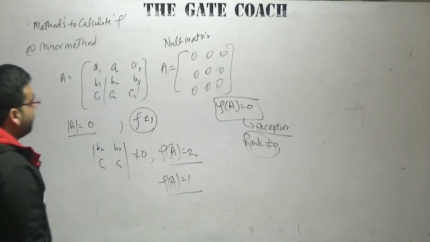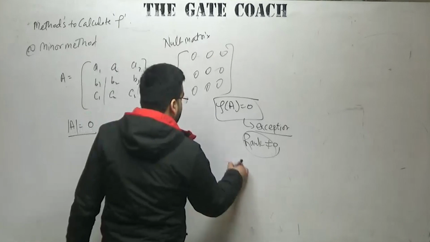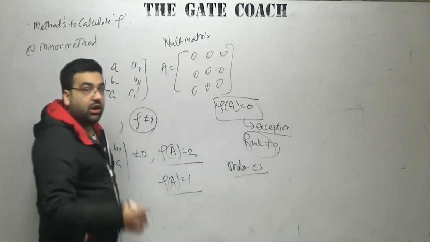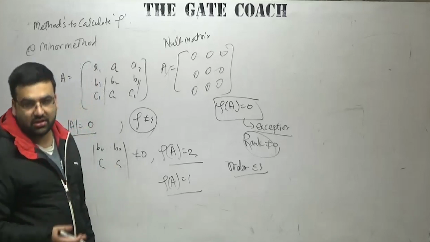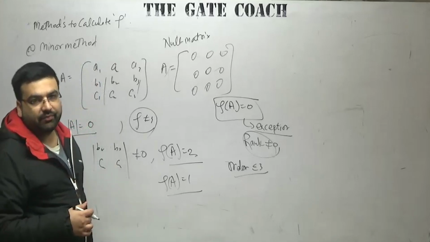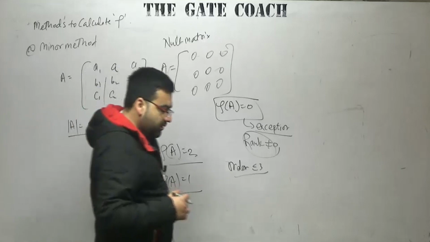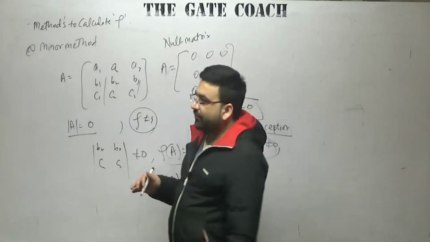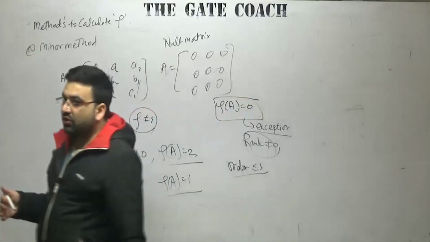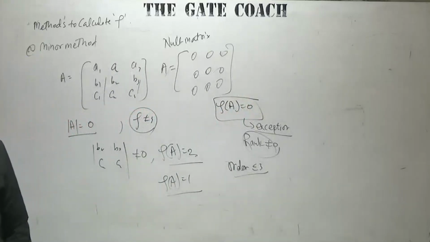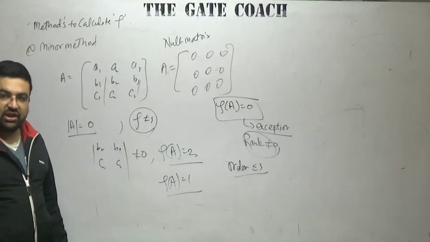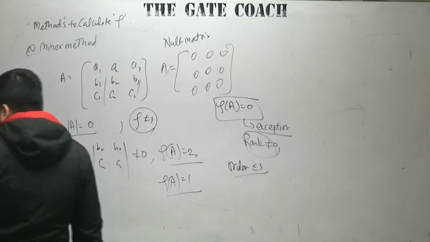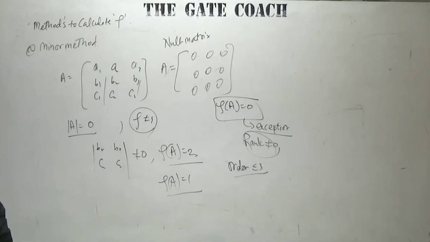This method is good if the order of matrix is less than or equal to 3. If order becomes 4, 5, 6, 7, 8, it will be very difficult, because in case of 4 order matrix, you will have to find the determinant of that 4 cross 4 matrix. It will be very difficult, because a lot of 3 cross 3 matrices will also be there. So for that case, we have different types of other methods also.